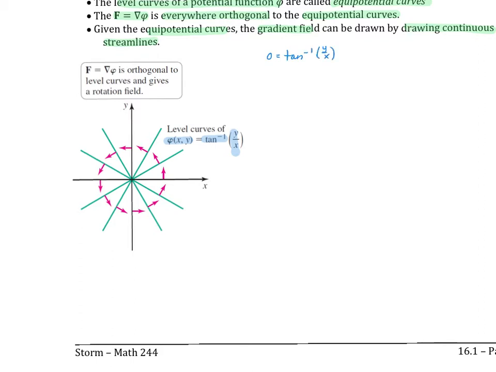That will be a level curve, which means tangent of 0 is equal to y over x. Tangent of 0 is just 0, so we get 0 is equal to y over x, or in other words, y is equal to 0. Y is equal to 0 is simply the x-axis. So that would be one of our level curves.